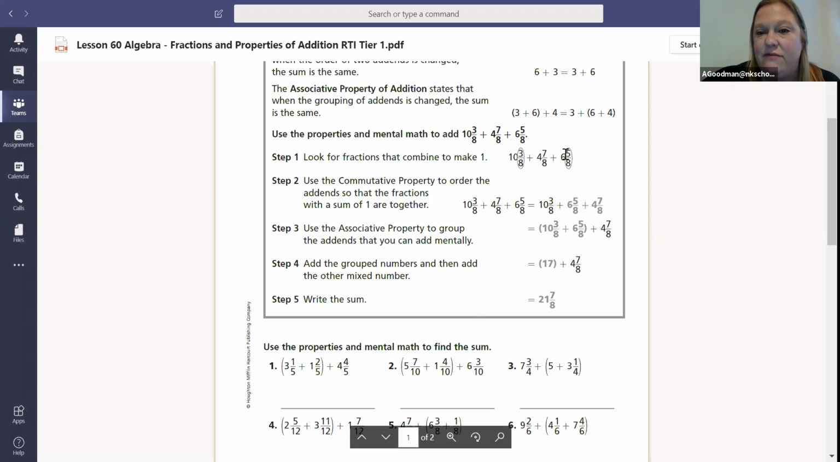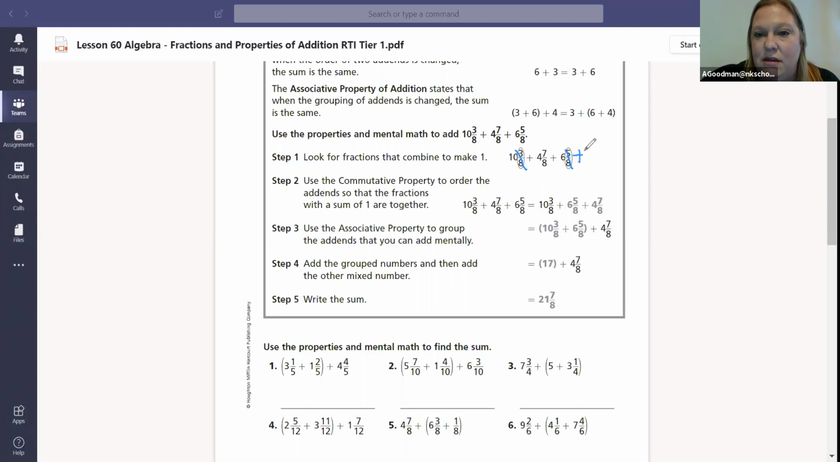And now, let me get my little drawing thing. I'm gonna move the 3/8 over here, and instead of having these, I'm just gonna cross them out and add 1 to my 6 right here. So now I have 7 and I have 10 and I have 4 and 7/8. That makes it way easier. So 7 and 10 and 4, and then I just have the 7/8 left over. So that makes things so much easier.